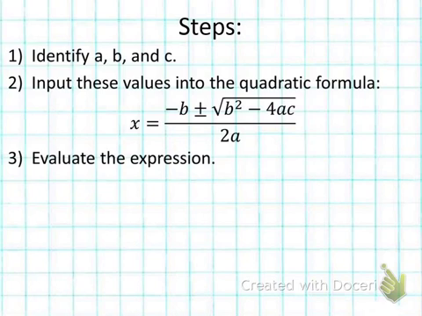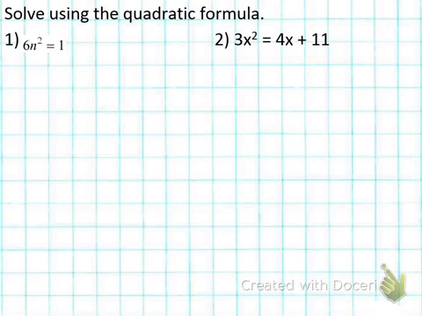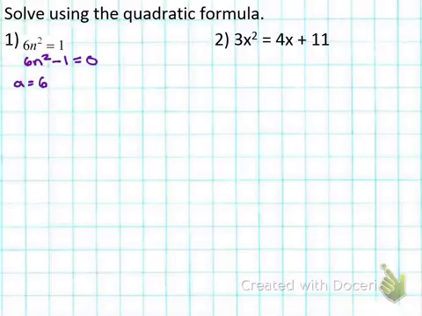Okay. So 1 and 2, look up here to see how these are a little bit different maybe from what we did on Friday. Here I want to first make sure that my equation is equal to 0. So I need to subtract 1 from both sides. That gives me 6n squared minus 1 equals 0. Okay, now I can identify A, B, and C. I know A is 6.